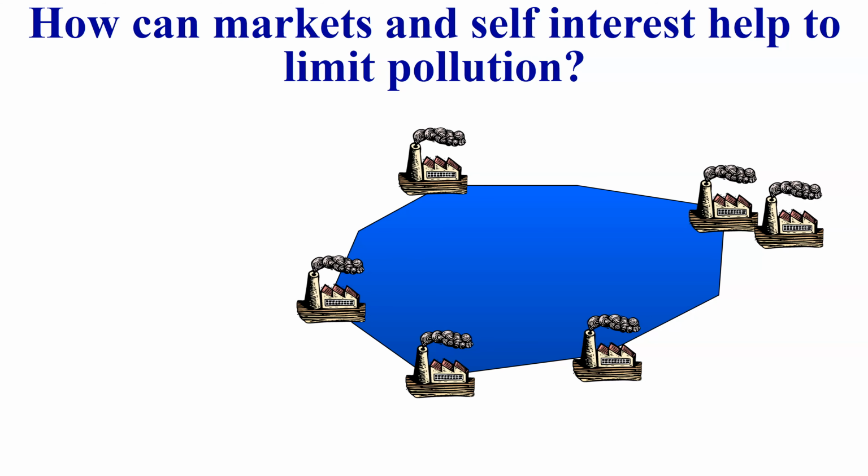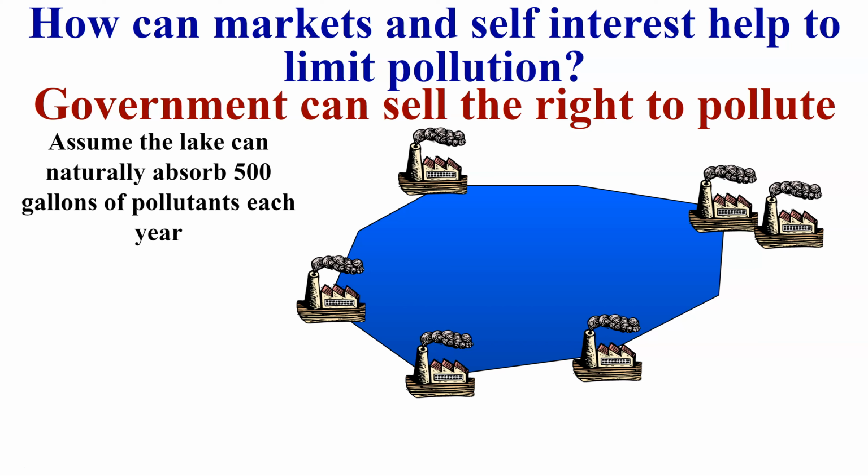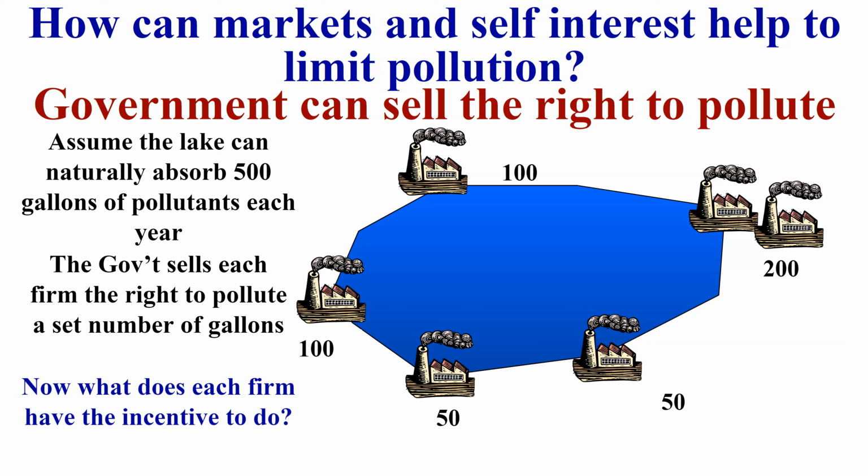So how can markets and self-interest help to limit pollution? Well, we looked at this. The idea of positive externalities include subsidies. In this case, government is selling the right to pollute. So here we have a lake that can absorb 500 gallons of pollutants each year. But we have plants all around the lake that are going to provide more than 500 pollutants. So if you sell the rights to that, what is each firm going to have the incentive to do?